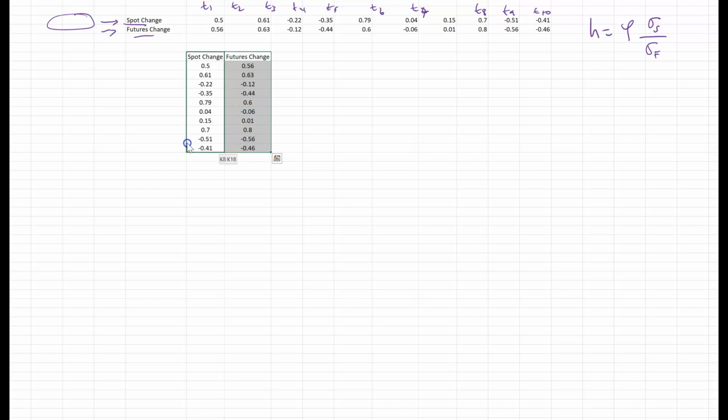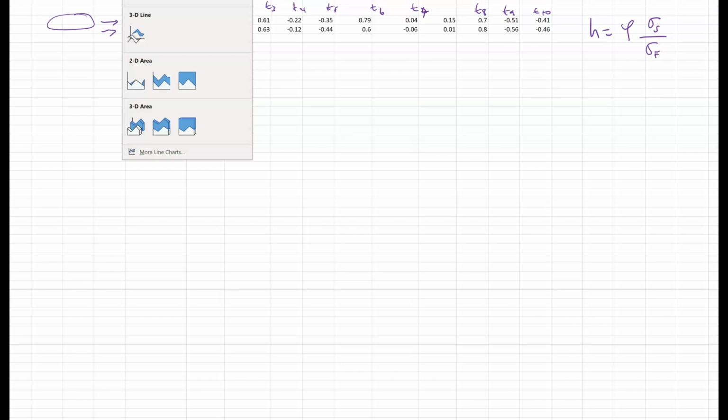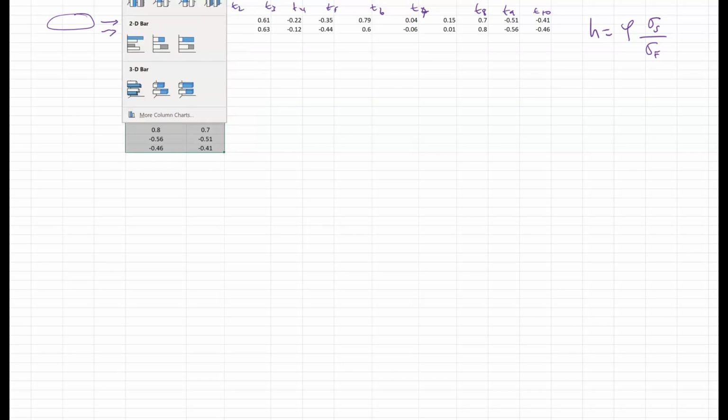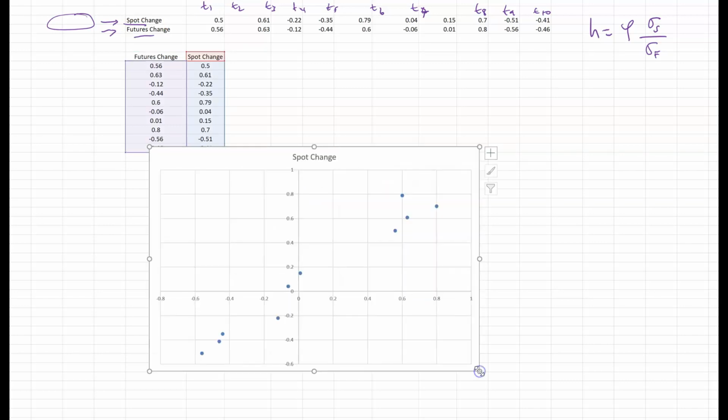Let's rearrange this. We need to have this on that side, and we can plot this now. So we're going to insert a graph. Let's say we're inserting a line graph here. Where is it? Let's say scatter graph. Let's do a scatter. If we insert a scatter, on the x-axis we have the change in the futures. On the y-axis we have the change in the spot. And that is that relationship there.